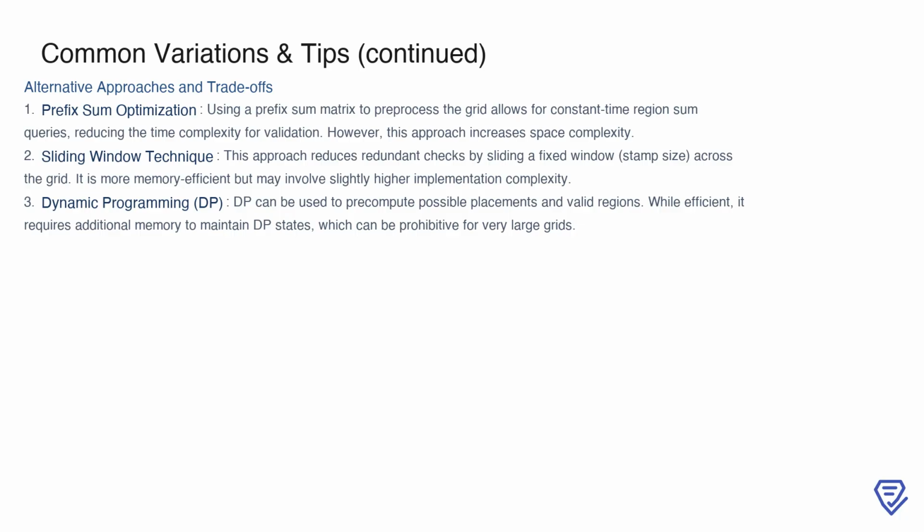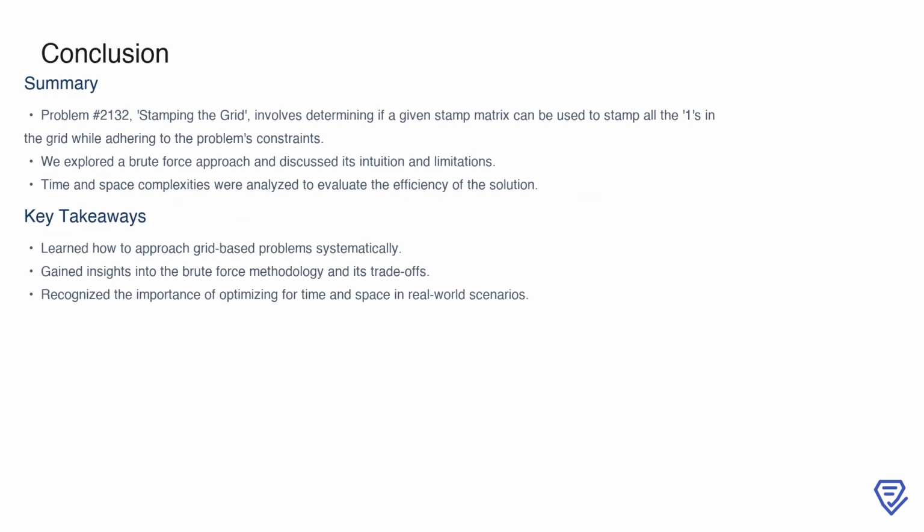Finally, dynamic programming offers another alternative. By pre-computing valid placements and regions, you can make the solution more efficient. However, as with prefix sums, dynamic programming requires extra memory to maintain the DP states, which can become prohibitive for very large grids. Choosing the right approach involves weighing these trade-offs based on the constraints of the grid size and the resources available. That brings us to the end of this walkthrough for problem number 2132, stamping the grid.